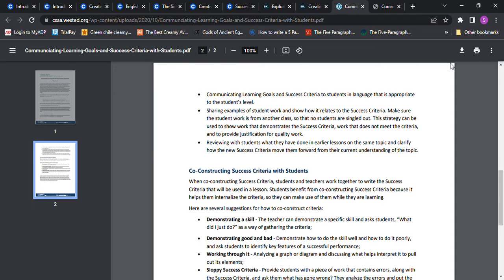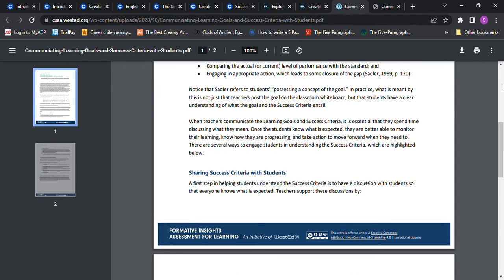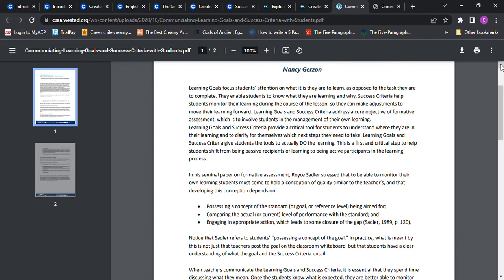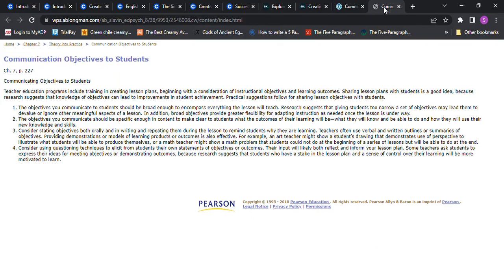I can't remember if there was another reason I had this in here, but you can pause it to read it if you like. And this one right here, communication objectives to students. This was one of my favorites. It says teacher education programs include training and creative lesson plans, beginning with the consideration of instructional objectives and learning outcomes. Sharing lesson plans with students is a good idea because research suggests that knowledge of objectives can lead to improvements in student achievement. Practical suggestions follow for sharing lesson objectives with students.